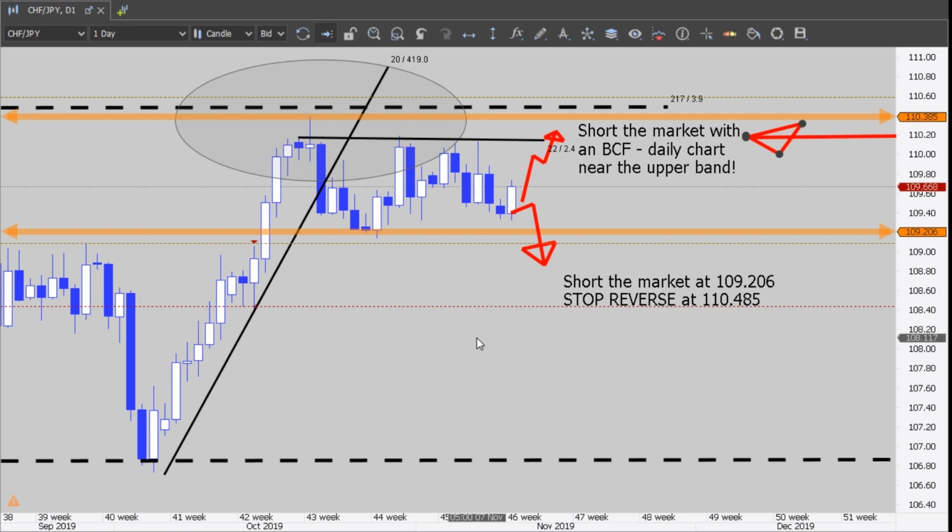The difference between a stop loss order and a stop reverse is that with the stop loss order you are going to just close your trade. But when you have a stop reverse, you are going to close your trade and open a new one at the same level going into the opposite direction. Okay, Miguel? Got it. Okay, great.